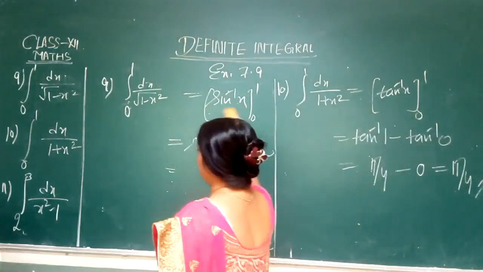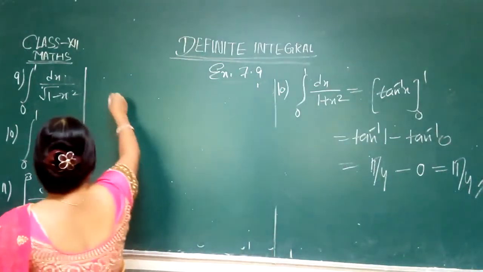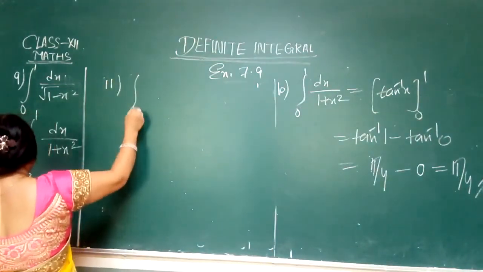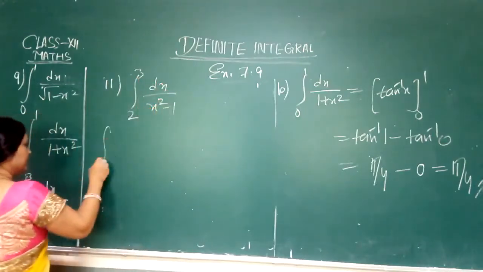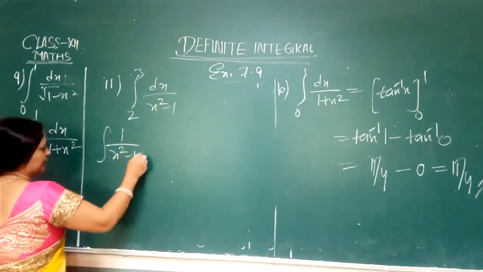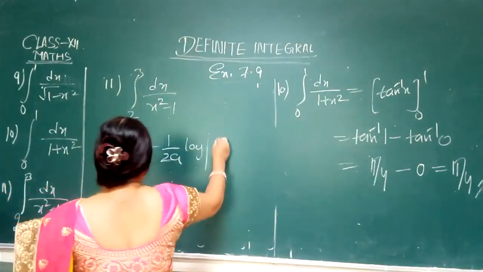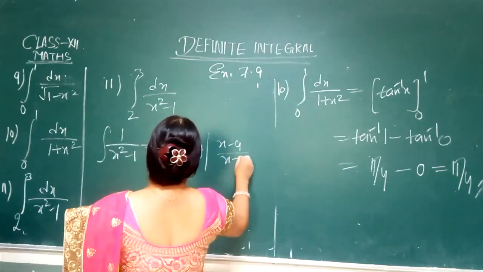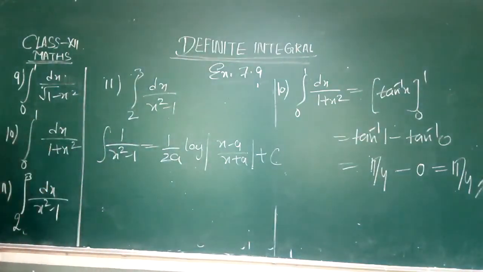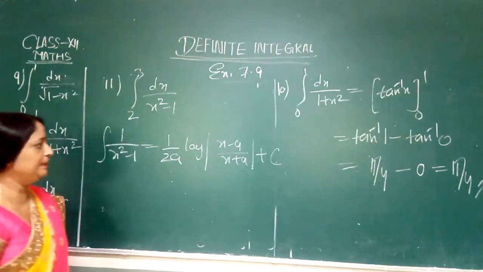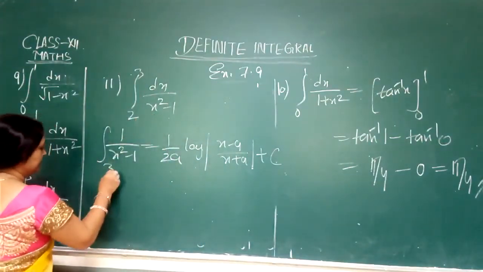After that we will solve question number 11. In question number 11, what is given? Integration of 2 to 3 dx upon x square minus 1. You know that the integration of 1 upon x square minus a square is 1 upon 2a log mod x minus a upon x plus a plus c. So here we will apply this formula. Here it is a definite integral, so we will apply the limit also.